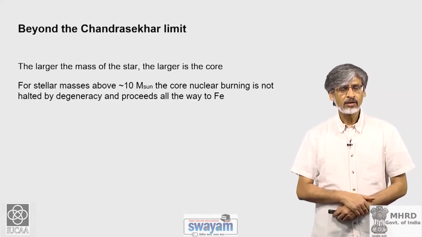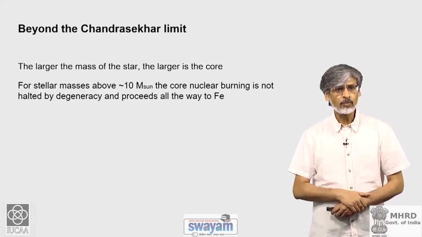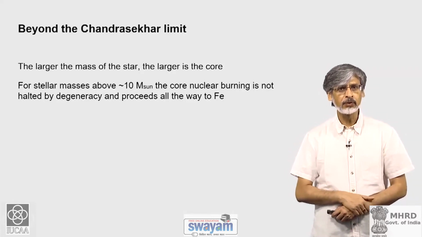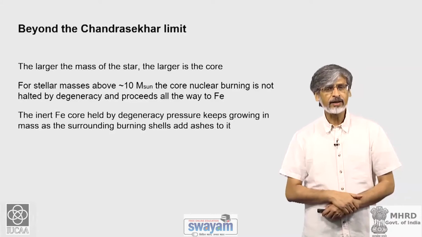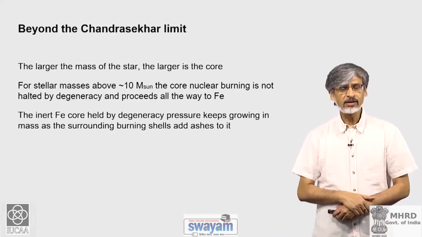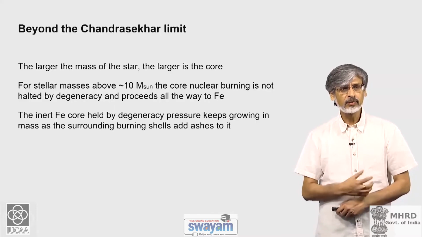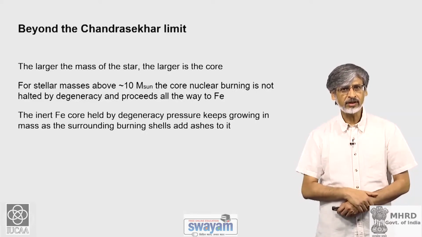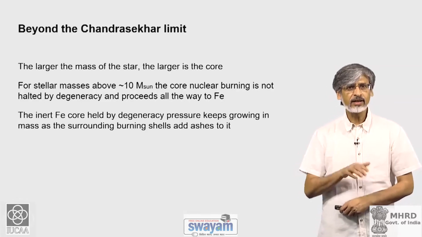And if the initial mass of the star is about 10 solar masses or more, then the core mass is high enough that all the stages of nuclear burning up to producing iron are executed. Now, once iron is produced in the core, we have also seen in the previous module that the inert iron core, which is now held by degeneracy pressure, will keep growing in mass as the surrounding shell sources start adding their ashes to it.